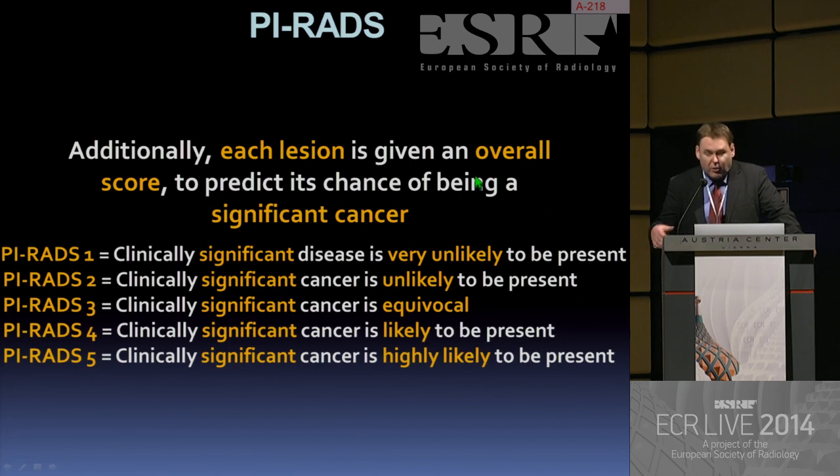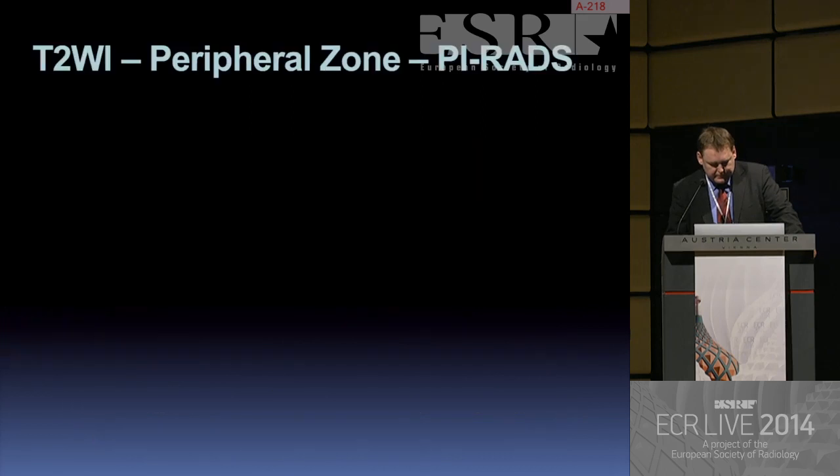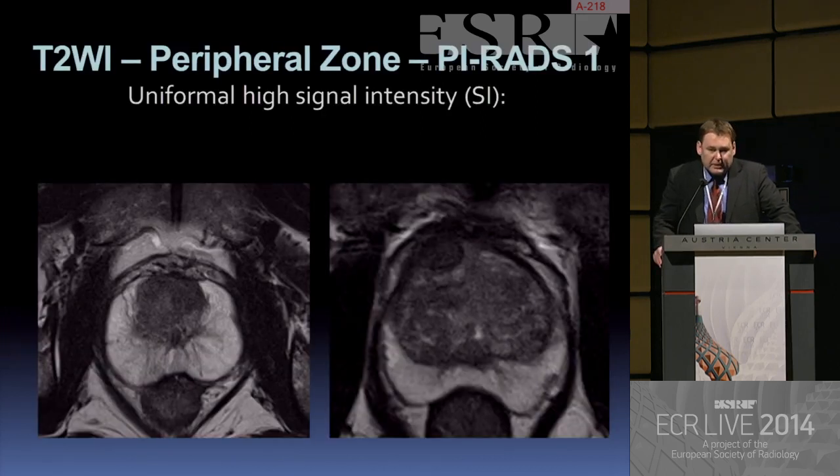It means that for the overall score, PI-RADS 1 is a situation where clinically significant disease is very unlikely to be present. And of course, PI-RADS 5 means clinically significant cancer is highly likely to be present. We are starting with the T2.